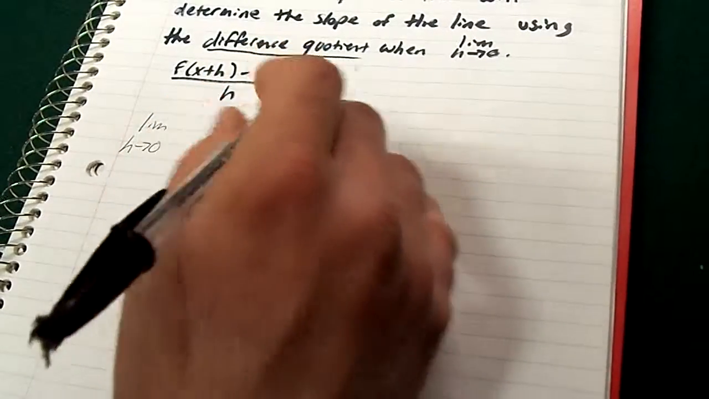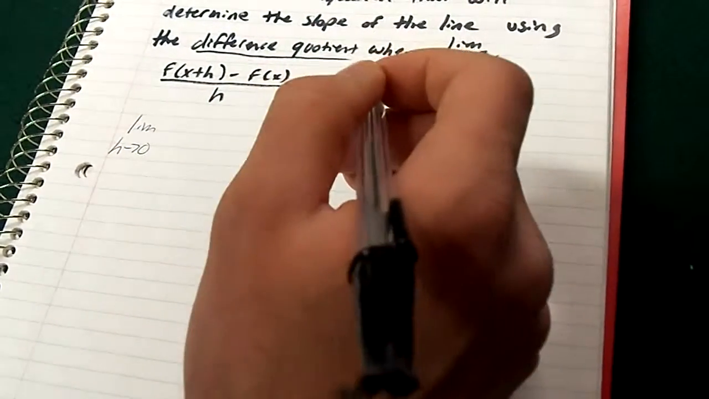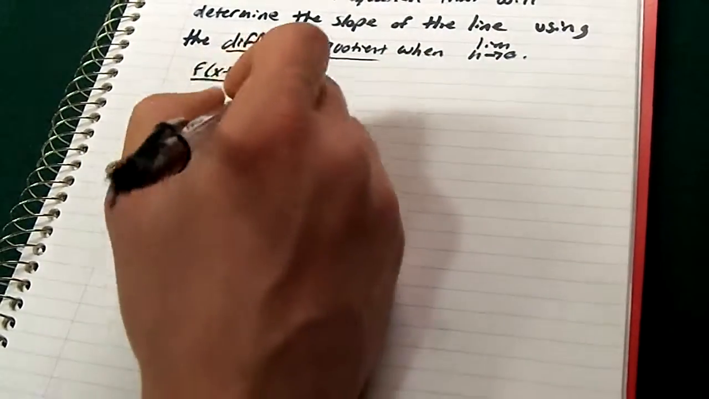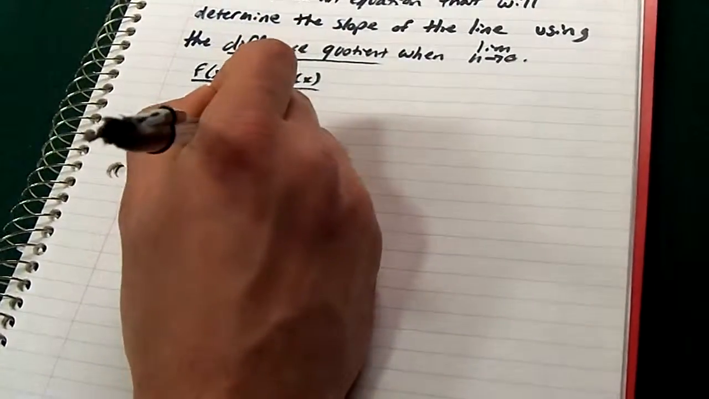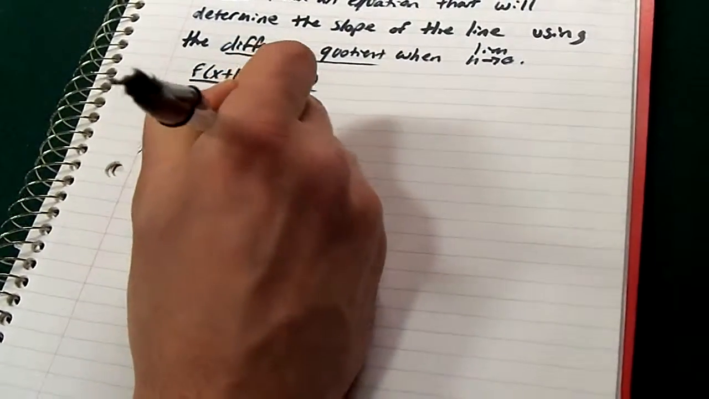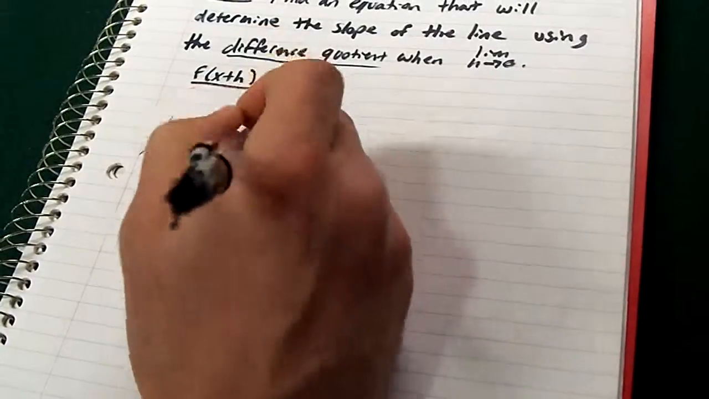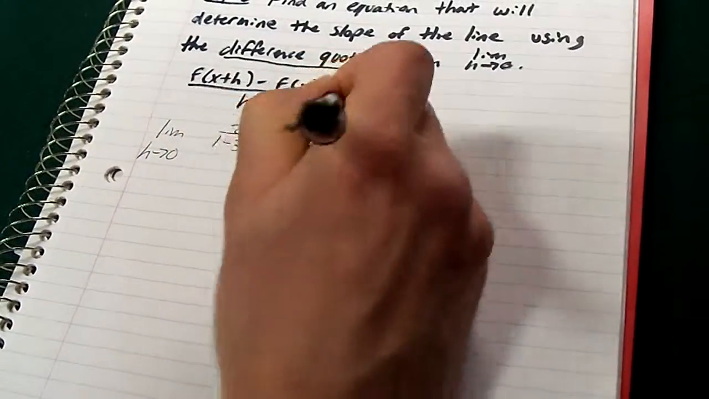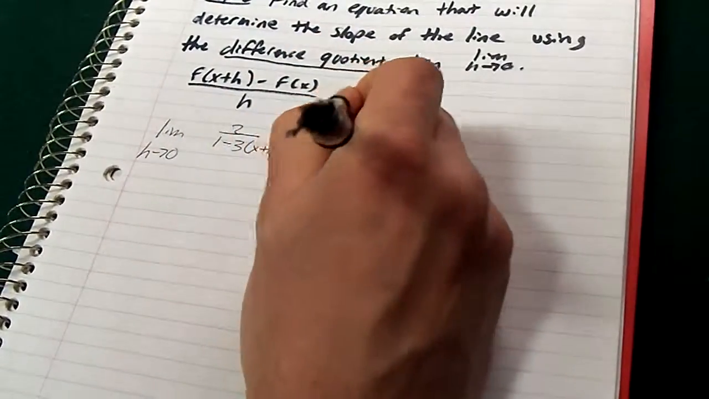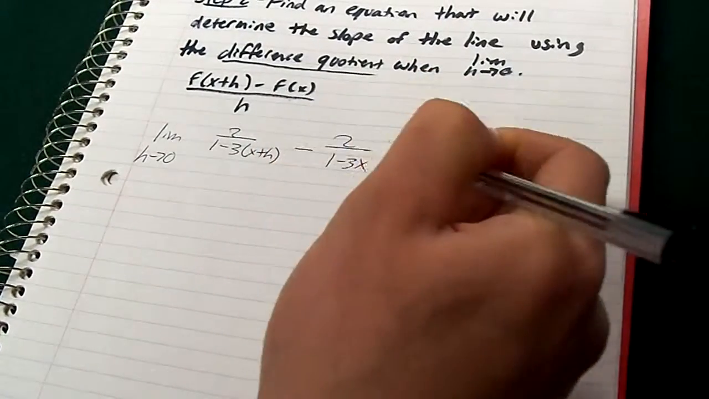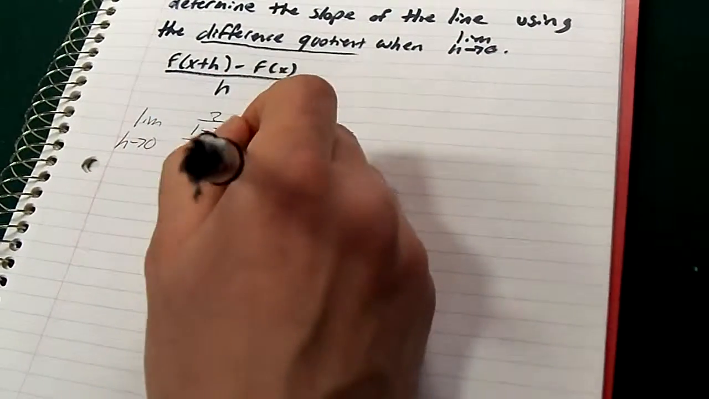So f of x equals 2 over 1 minus 3x. So here, for the first one, we're going to put 2 over 1 minus 3, and for x, we're going to plug in x plus h. So we plug in x plus h, minus f of x, which is just 2 over 1 minus 3x, that's just our formula that we were given, and we'll put this all over h.